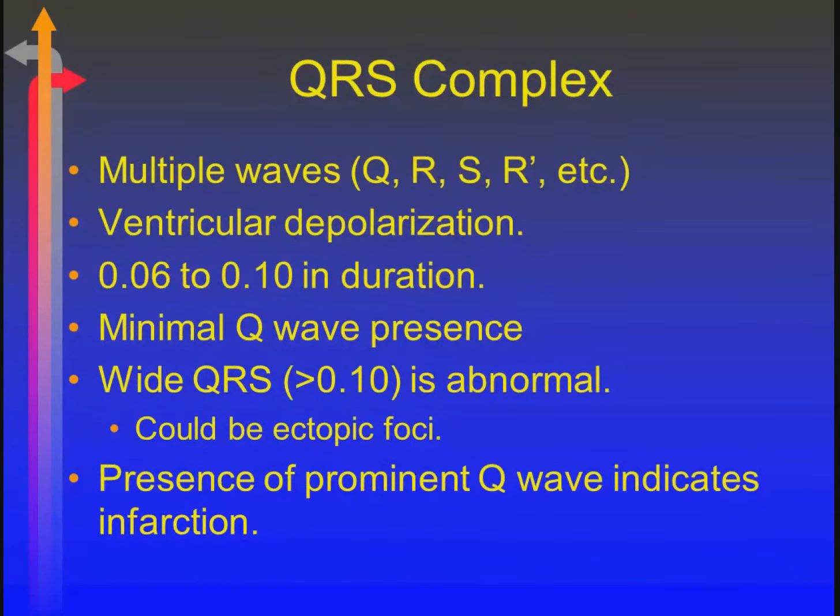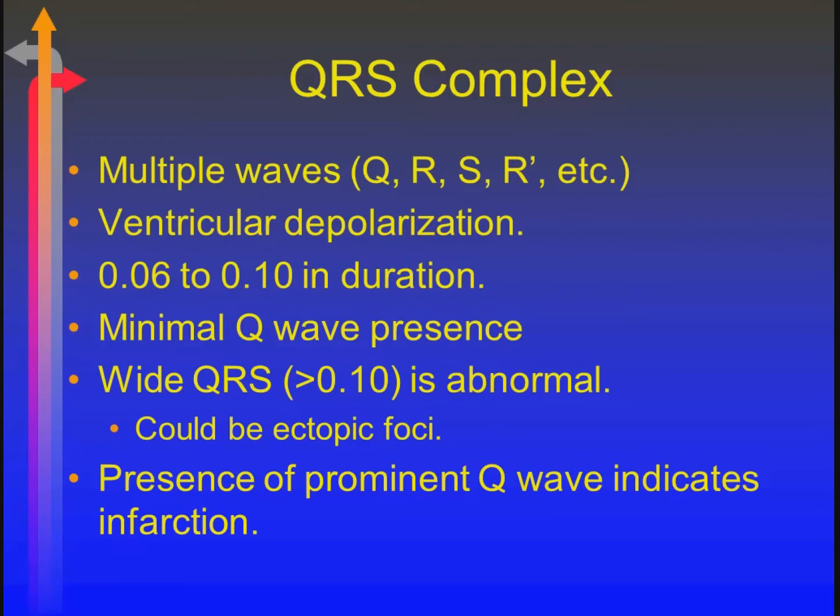The QRS complex is really a series of multiple waves, positive and negative deflections, and it represents ventricular depolarization. Anything greater than 0.1 second we're going to consider a widened QRS complex. Under normal conditions, you probably won't see a Q wave. In most cases, especially a large Q wave, it's indicative of damage. A QRS complex greater than 0.1 is definitely abnormal, and it usually implies that we have a ventricular origin. We'll talk about that later.